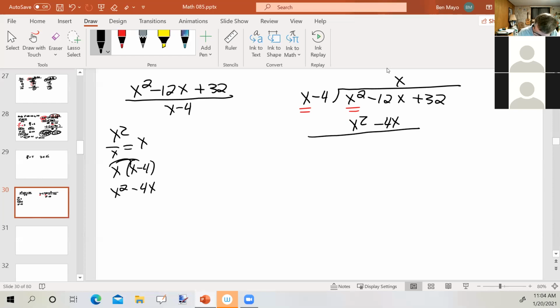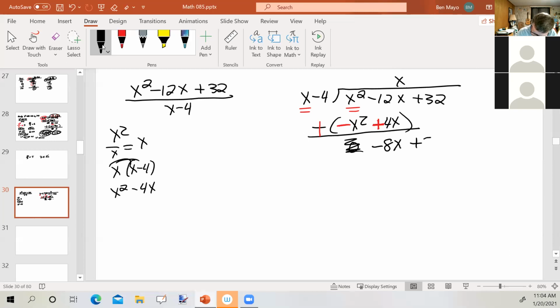We're going to draw a line and subtract that quantity from what's up above. We're going to distribute the subtraction sign and change it to addition of the opposite. So now, negative 12x plus 4x would be negative 8x, and x squared plus negative x squared would be 0. So again, I can just write negative 8x. Any questions?